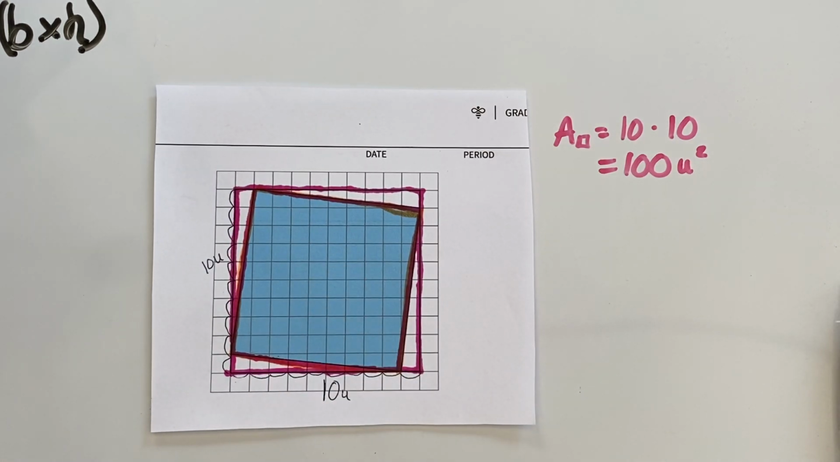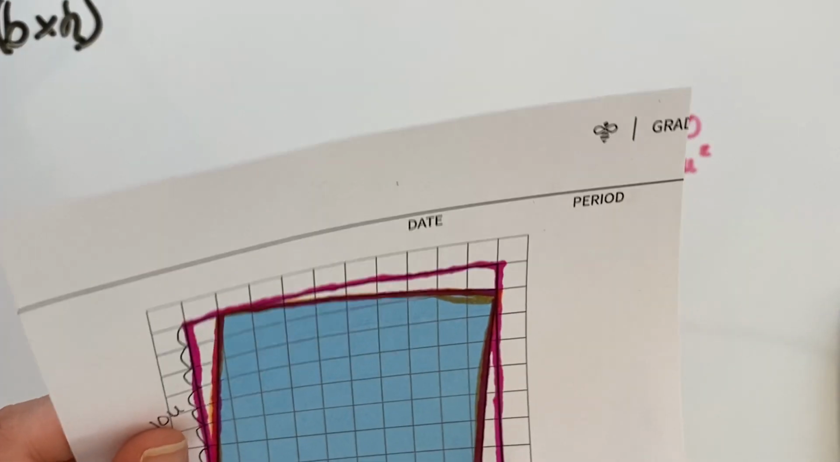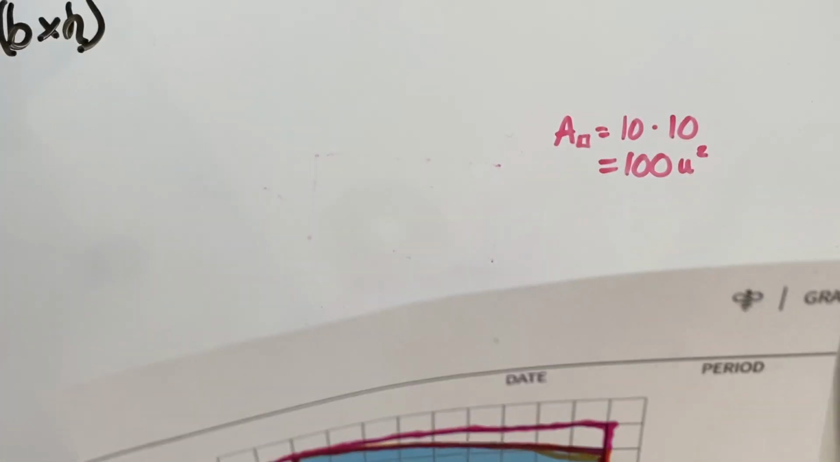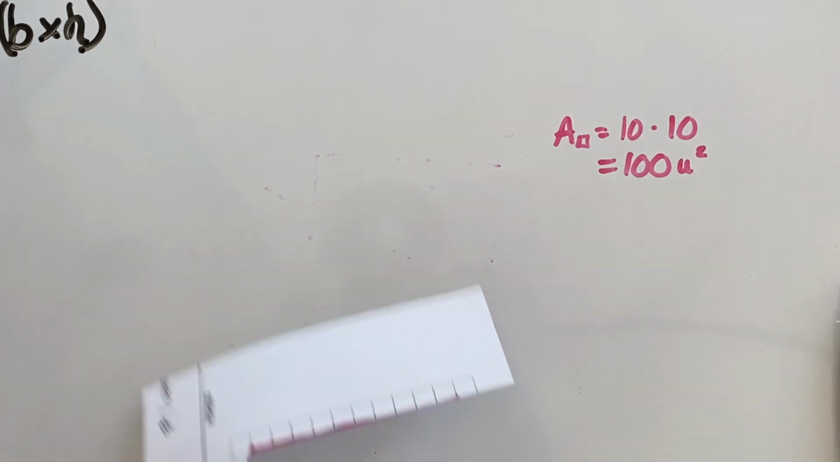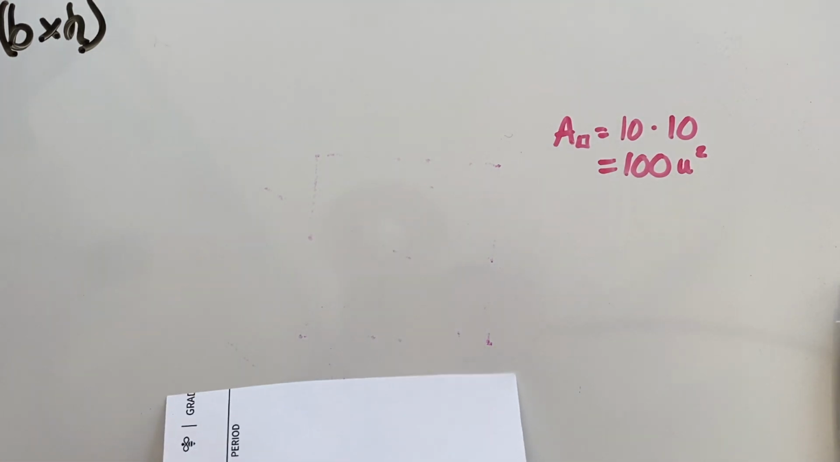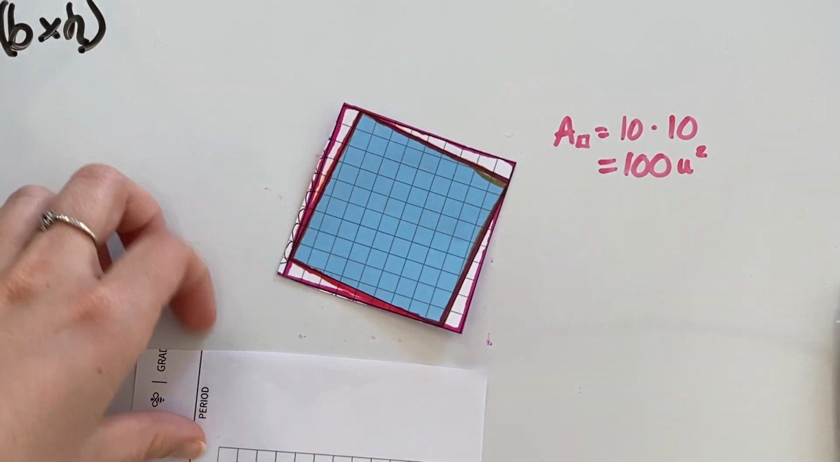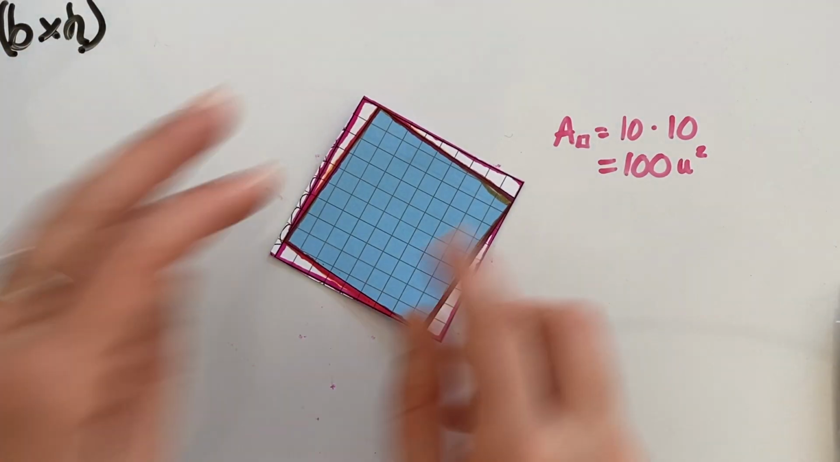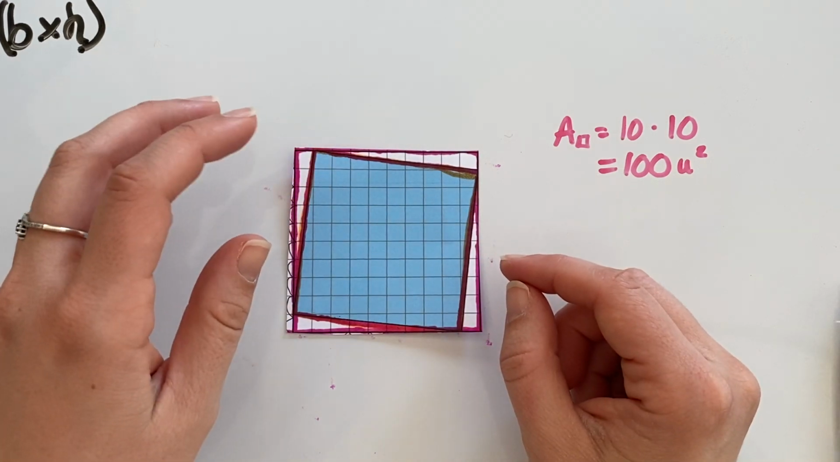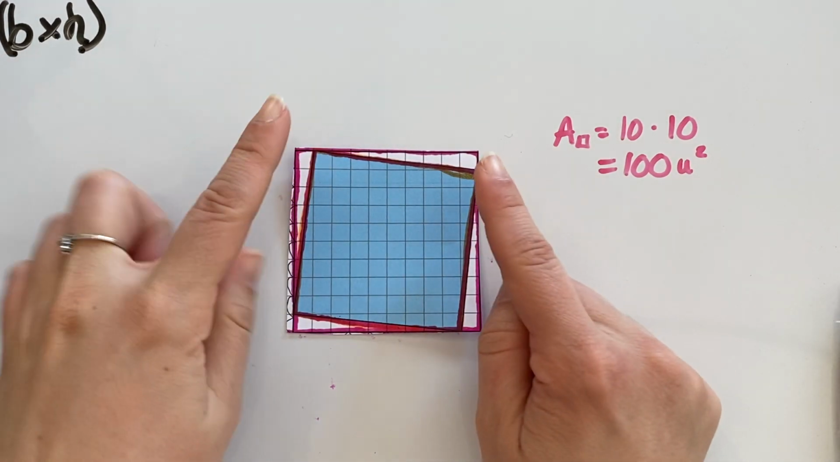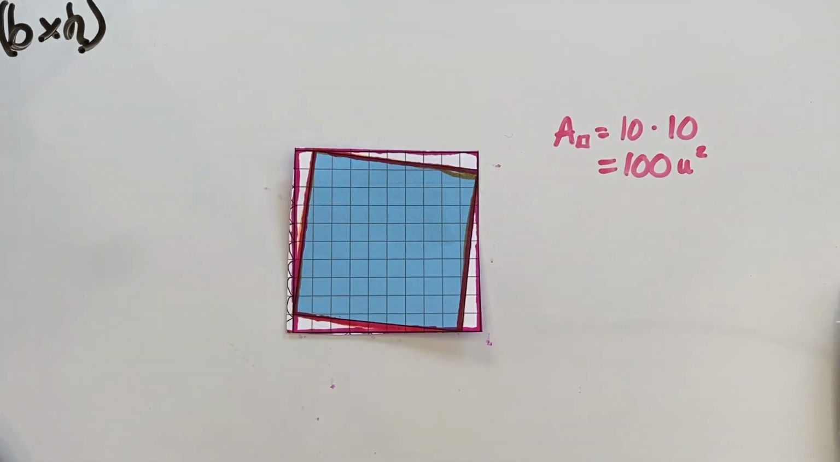So first thing that I'm going to do is I'm just going to cut this so we have just my big square. Okay, so here we have my big square. Now we're going to be dealing with the pink triangles.